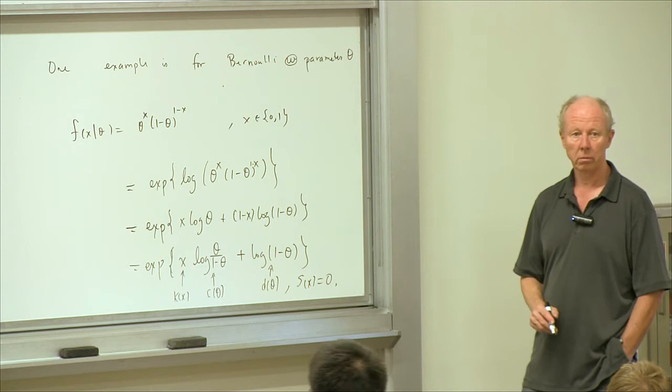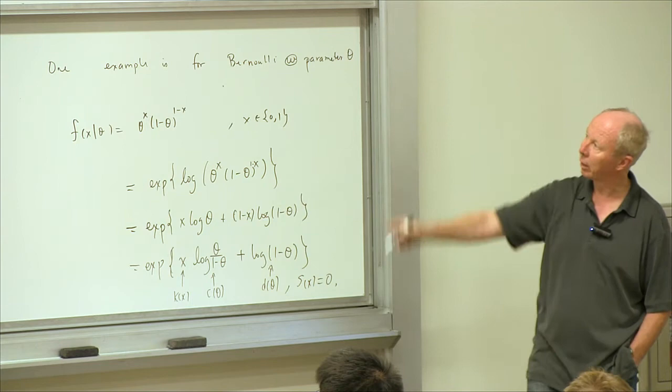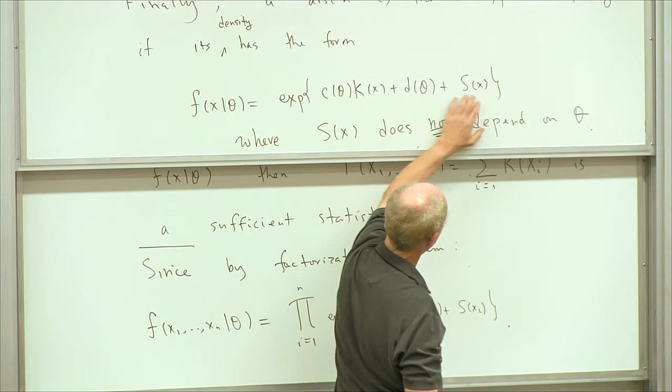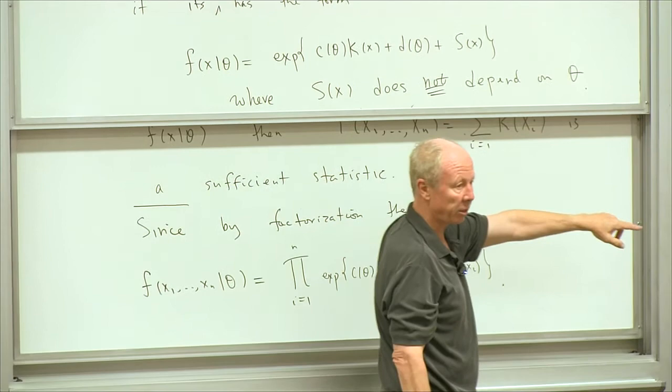Compare this to, where is it? Let's see it. This. This is x, log theta over 1 minus theta, log 1 minus theta, 0. Then you get that. So what's the sufficient statistic for theta?